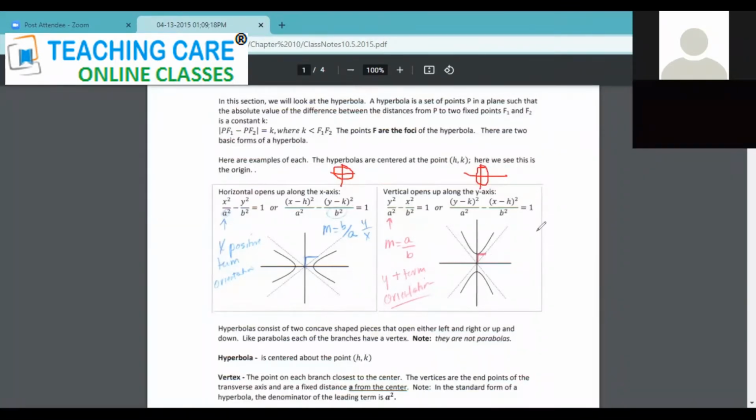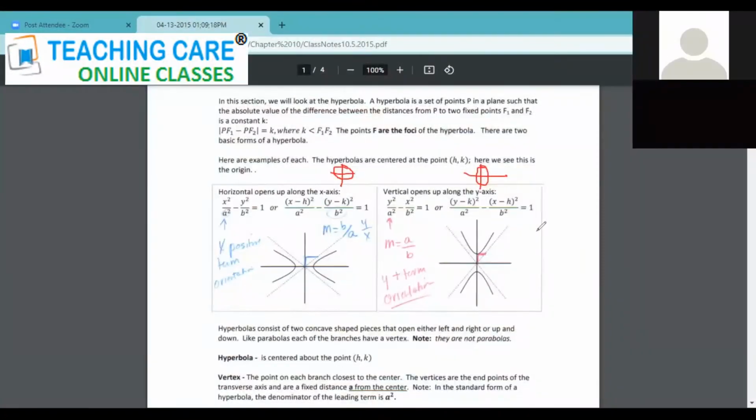It will be like you have it for a parabola, right, opening upward. But for a hyperbola, it is y squared over a squared minus x squared over b squared equals 1. Or you can have (y minus k) the whole squared over a squared, which means the center is at (h, k).